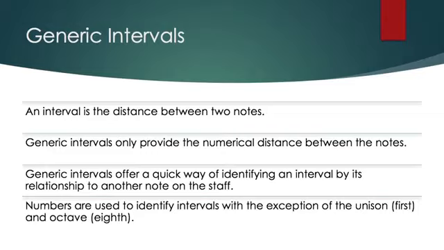It's also a quick way of identifying an interval by its relationship to other notes on the staff. So if I'm a conductor and I see a series of thirds in the score, it may be a combination of major and minor thirds, but if I'm just talking to my orchestra, I can simply say, play those thirds more quietly, more piano.